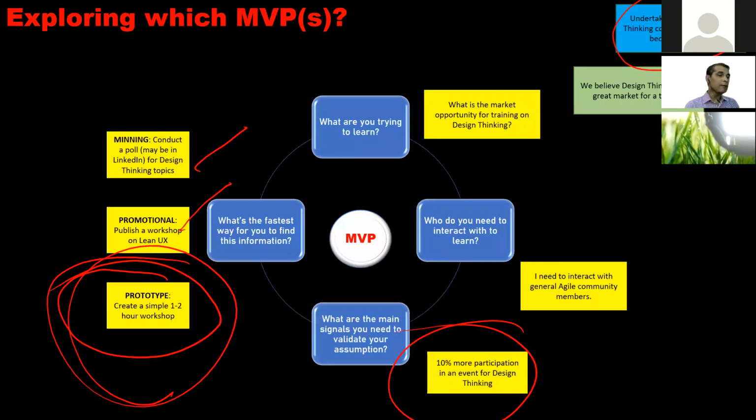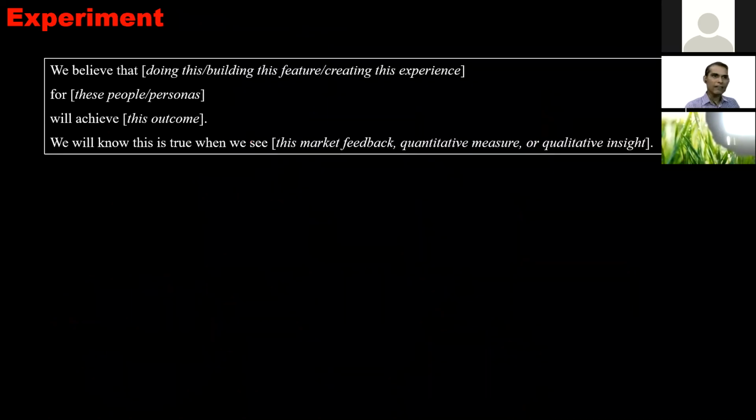I just showed you an example of a trainer also using an MVP. It's a live example. So once I have done that, I have to create that experiment. And this is a typical definition, not my syntax, of a hypothesis. So we believe that doing this or building this feature or creating this experience, it could be anything, for these people will achieve this outcome, and we will know this is true when we see this.